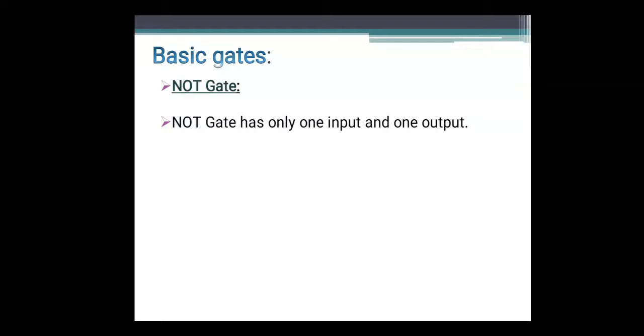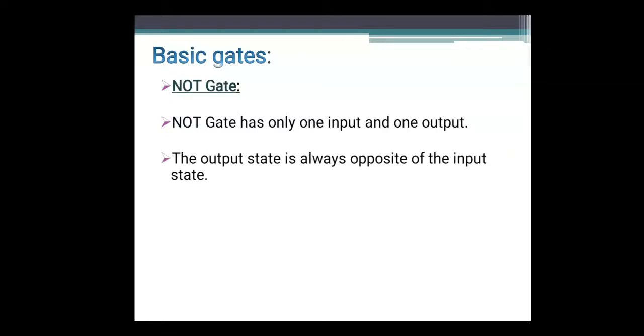First one is the NOT gate. The NOT gate has only one input signal and it gives a single output signal. It takes a single input signal and gives one output signal. The output state is always the opposite of the input state.